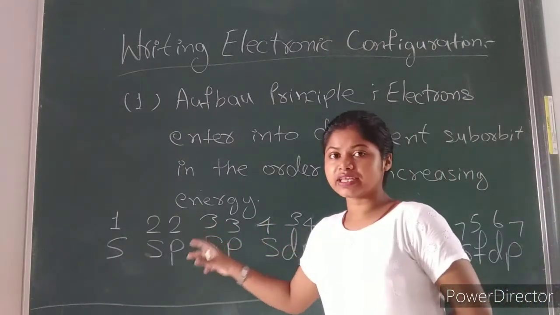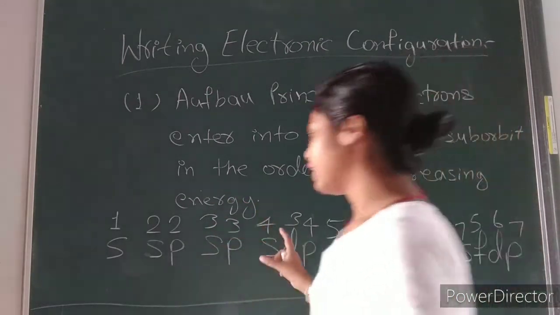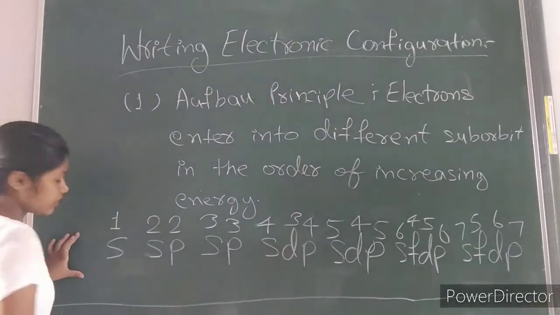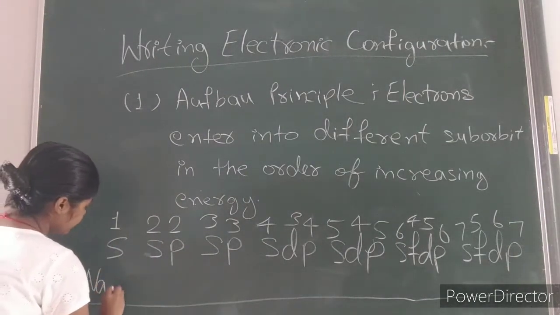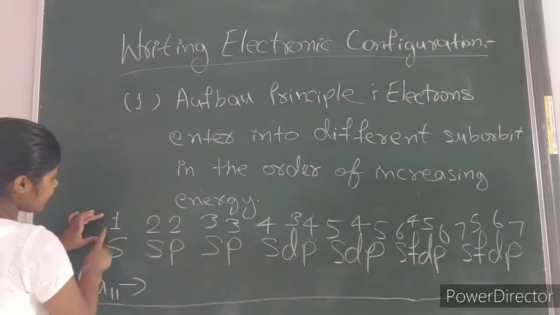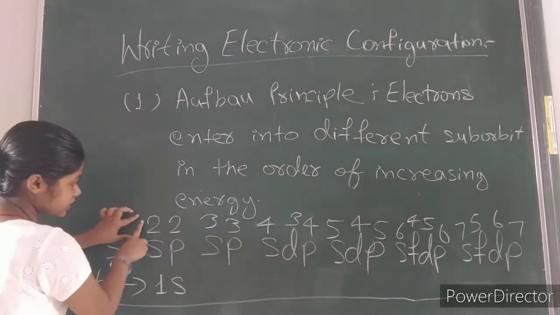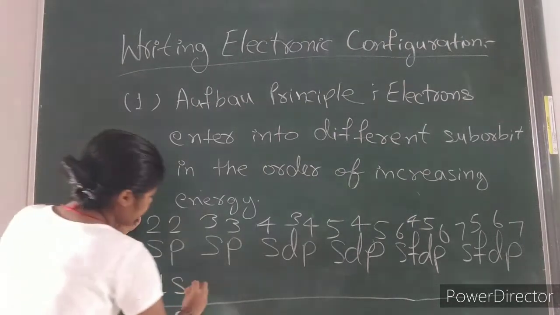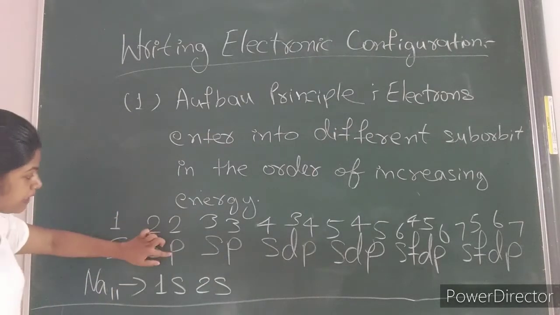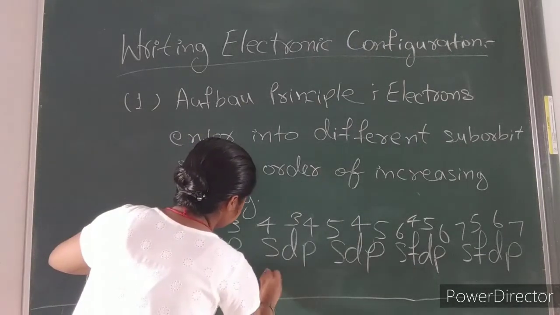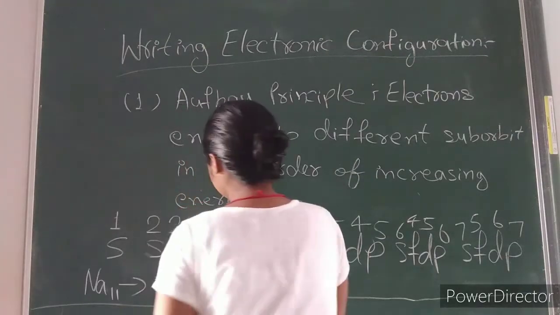So this is the way that you will write the electronic configuration. This is the increasing order. Suppose you have to write the electronic configuration of sodium, with atomic number 11. We will write first 1s. Then after 1s, 2s will come, so we will write 2s. Then after 2s there is 2p, so we will write 2p. Then 3s. Okay. Now we will fill the electrons.